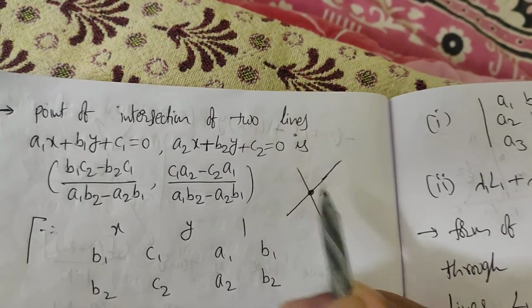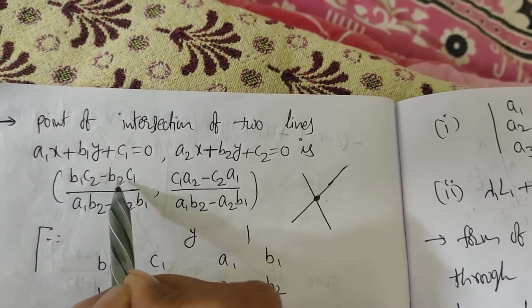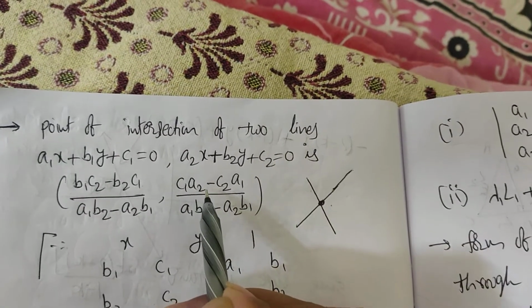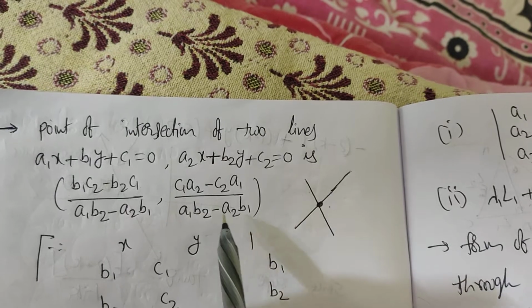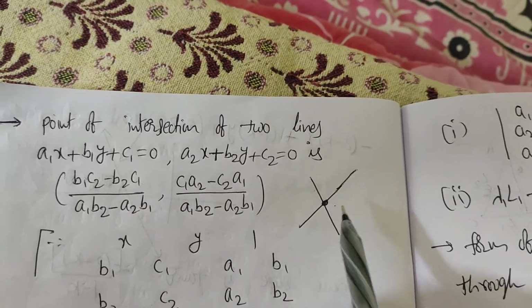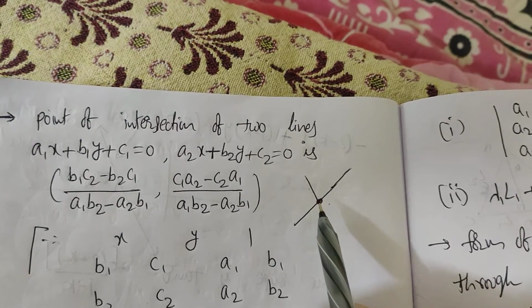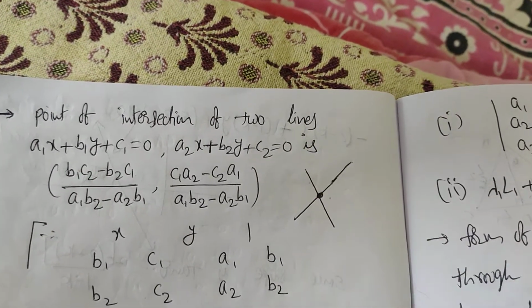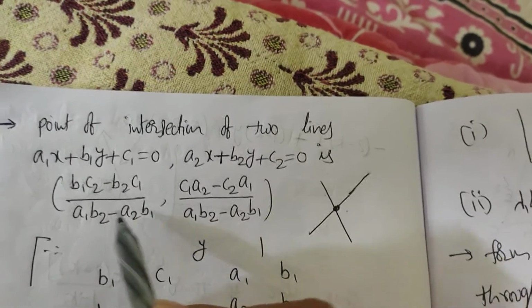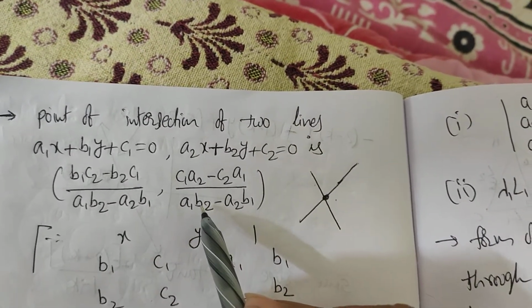That x comma y is nothing but b1 c2 minus b2 c1 by a1 b2 minus a2 b1, c1 a2 minus c2 a1 by a1 b2 minus a2 b1. You know how to solve; solving means finding the intersecting points. How to solve? Elimination method, substitution method, cross multiplication method. If you remember this formula also, we can get the answer directly.